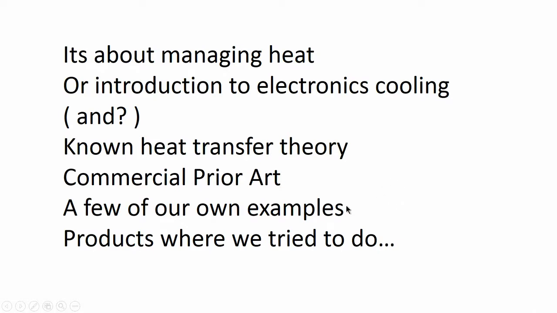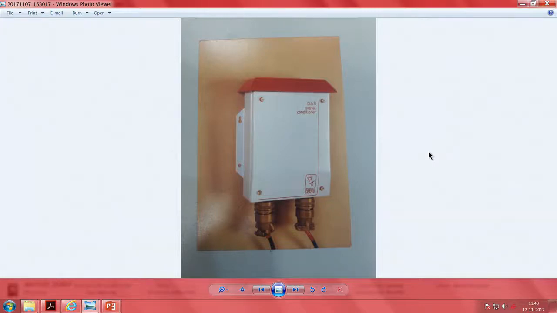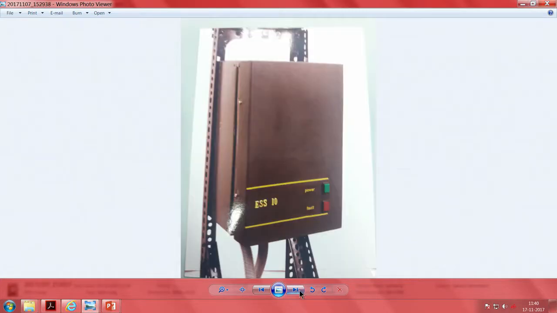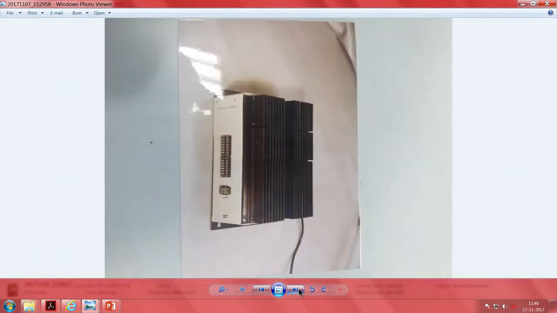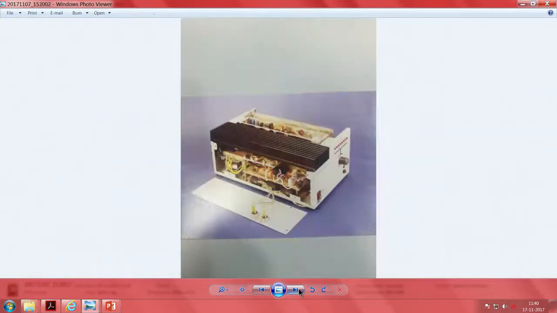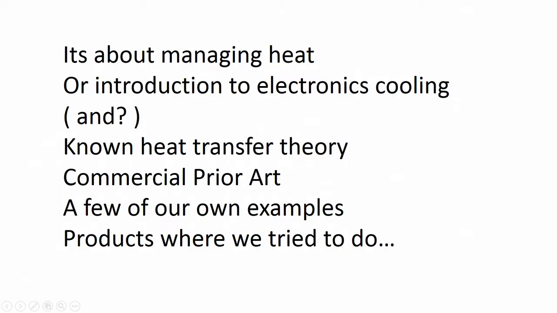Then I will show you a few of our own examples where we try to do this. This is a data acquisition system which one of our research people have done, and how we have dealt with the problems mentioned here, including a little higher power equipment, and how these equipments are mounted and what you have inside. Okay. Then products where we try to implement these things.